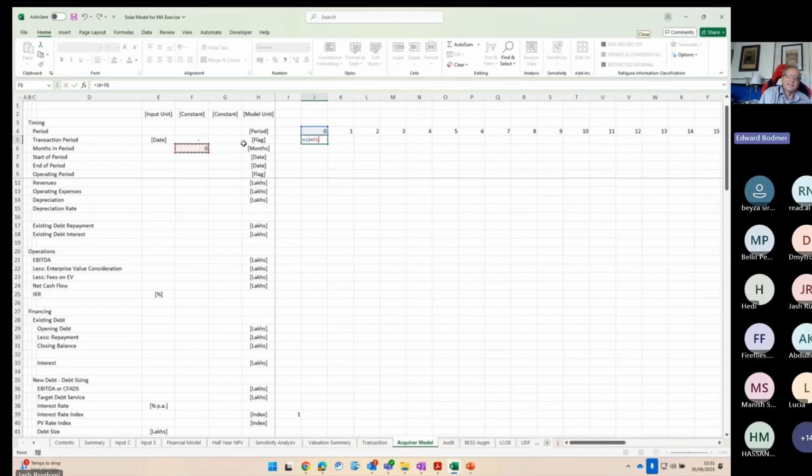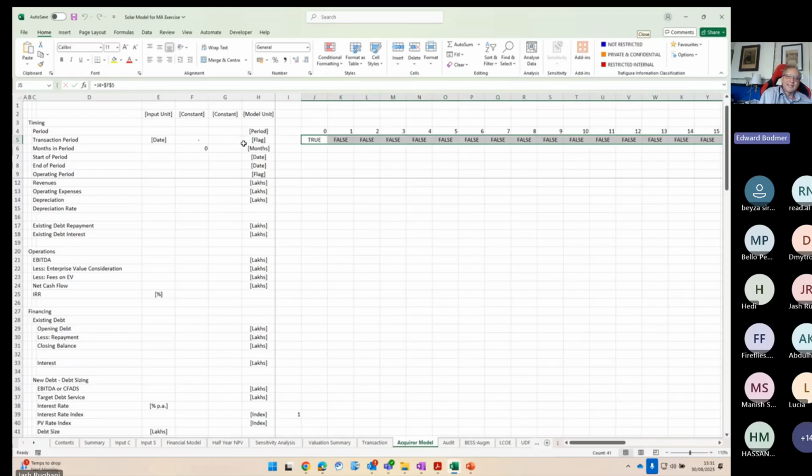Go down one, one above. We'll all press F4, just this time, just leave it. Shift Control R. Let's just leave it as true false for a moment, okay? And then let's put in the months in the period. I'm cheating now.